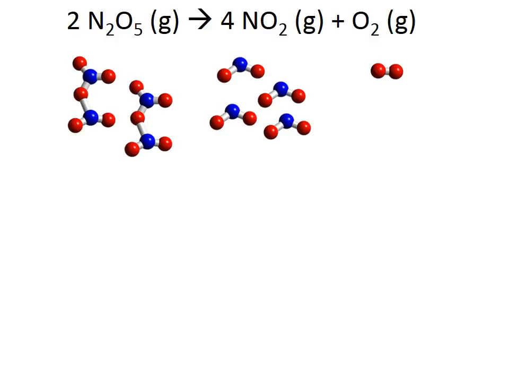We have to keep in mind that they have different rates, right? So the rate of disappearance of N2O5 will be twice the rate of appearance of oxygen, because when 2 molecules of N2O5 are lost, only 1 molecule of oxygen is formed. So oxygen should form at only half the rate that N2O5 is lost. Also, NO2 will form at 4 times the rate that oxygen forms because of the stoichiometry.